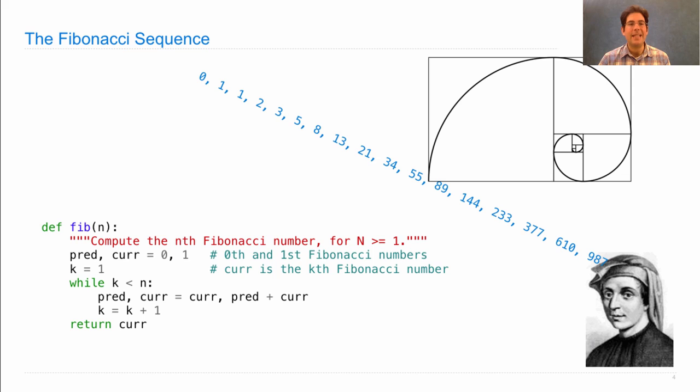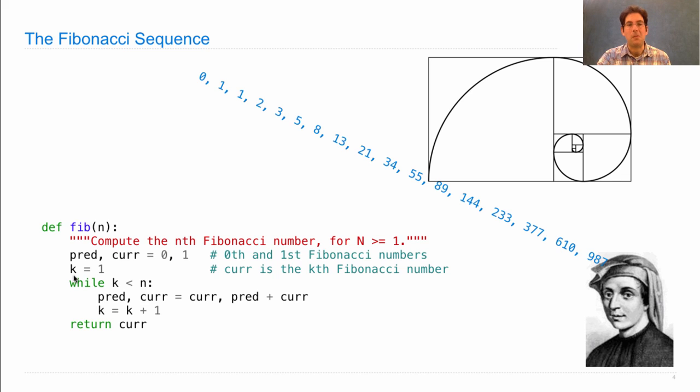So when you're designing an iterative function, one of the most important things to think about is what information you need to keep track of in order to perform the iteration. In this case, in order to compute that the next Fibonacci number is the sum of the previous and the current one, we need to keep track of what those Fibonacci numbers are. So we start out at the beginning of the sequence. The 0th and 1st Fibonacci numbers are 0 and 1.